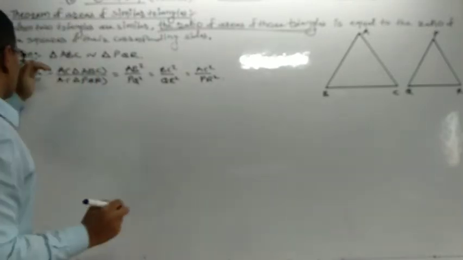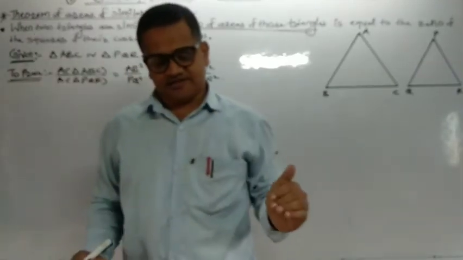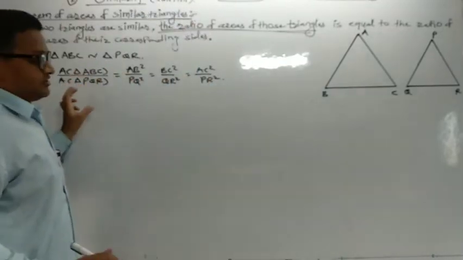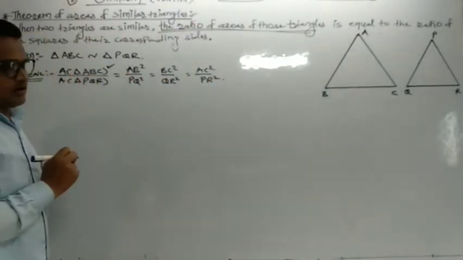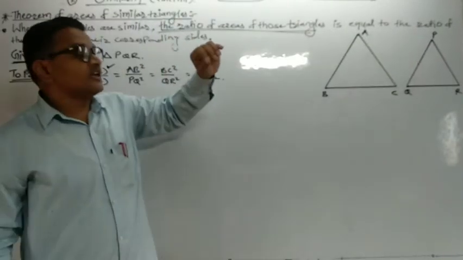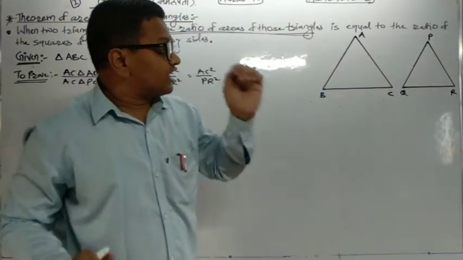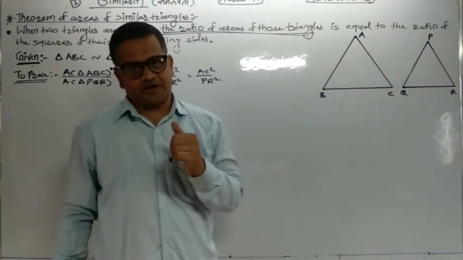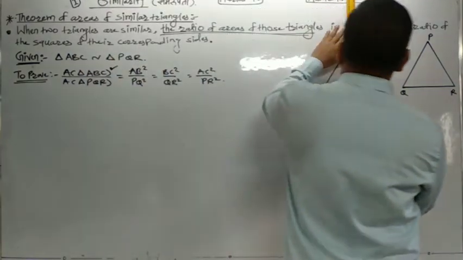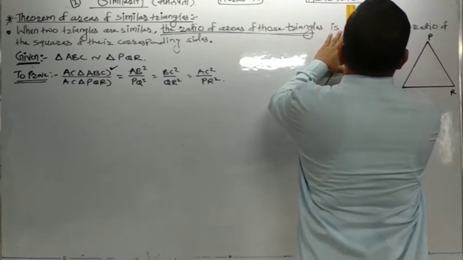Now friends, to find the ratio of areas of two triangles, we must know the base and height of the two triangles. To determine the area of any triangle, we must know the base and height of the given triangle. Here we have the base but not the height. For that I am going to do some construction. Which construction do I want to do here? Only height. I am going to draw the height of this triangle ABC.